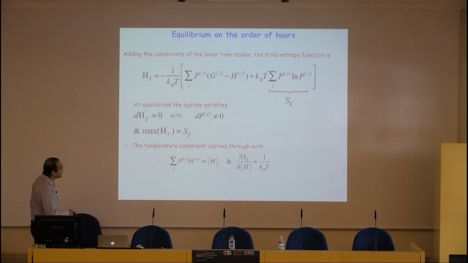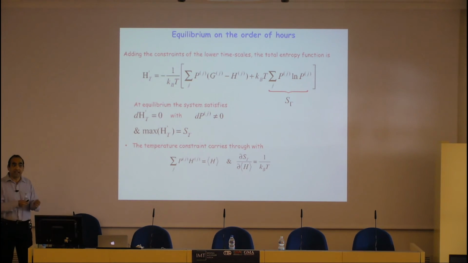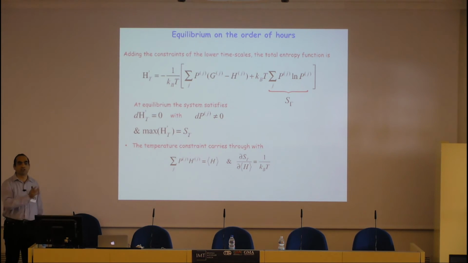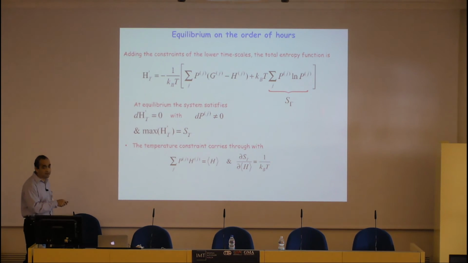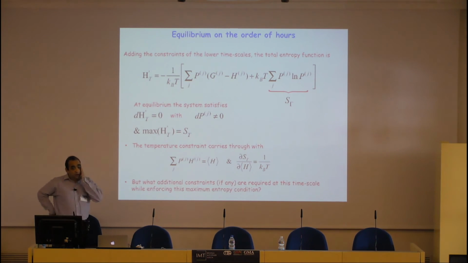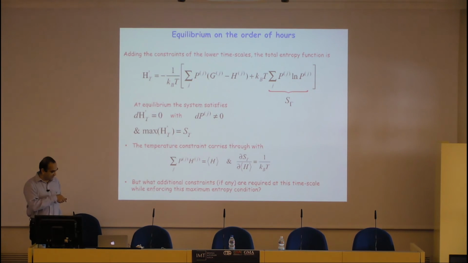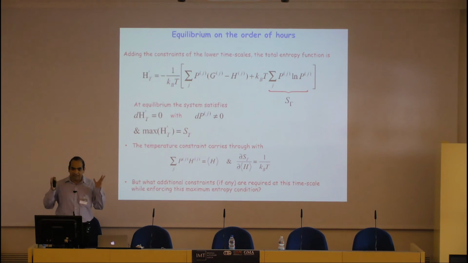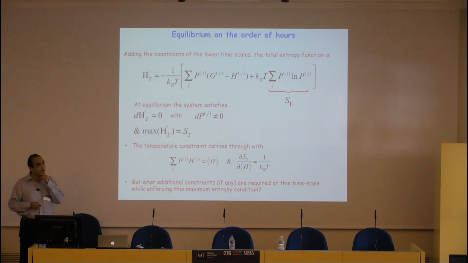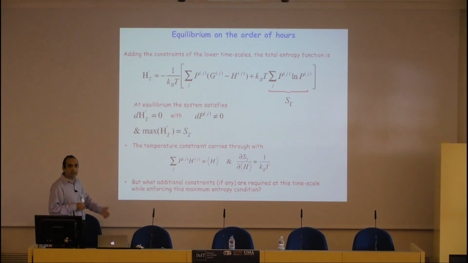There's the usual temperature constraint that Gibbs had, which carries through. It was there at the small time scale. That temperature constraint is carrying through. Now the question is, what else has to be done? If I had said that only this particular temperature constraint exists, then I would have just ended up saying that there's going to be one deterministic, minimum free energy solution, and I would get the Gibbs idea, which is what we have typically been using, holding true.